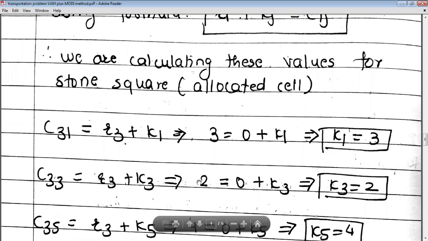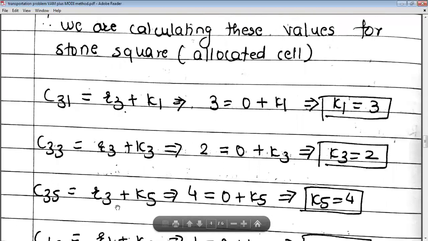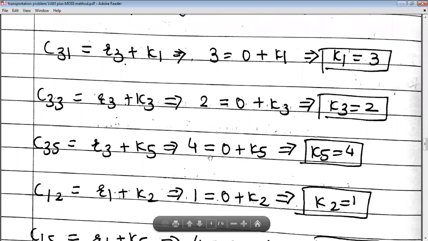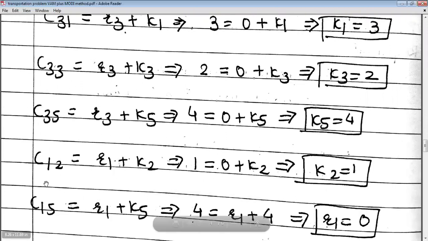C33 value is 2. So 0 plus K3 equals 2. Similarly, C35, R3 plus K5, that is 4 equals 0 plus K5. So K5 equals 4. Now we've got the values for the third row. Now we'll be calculating the values for the first row.